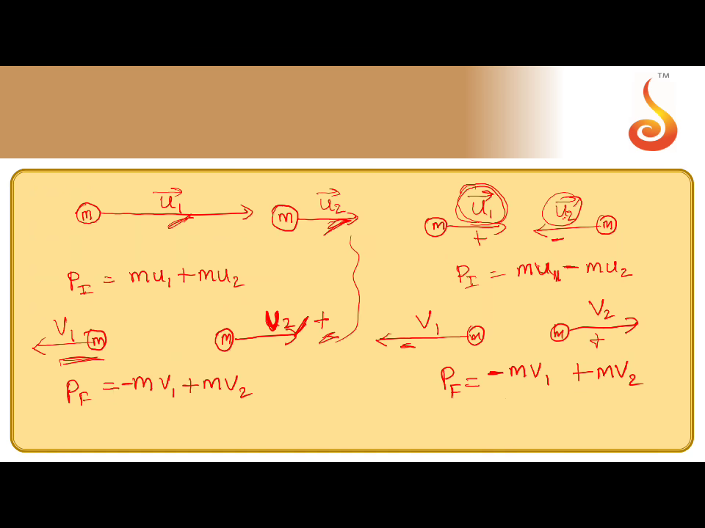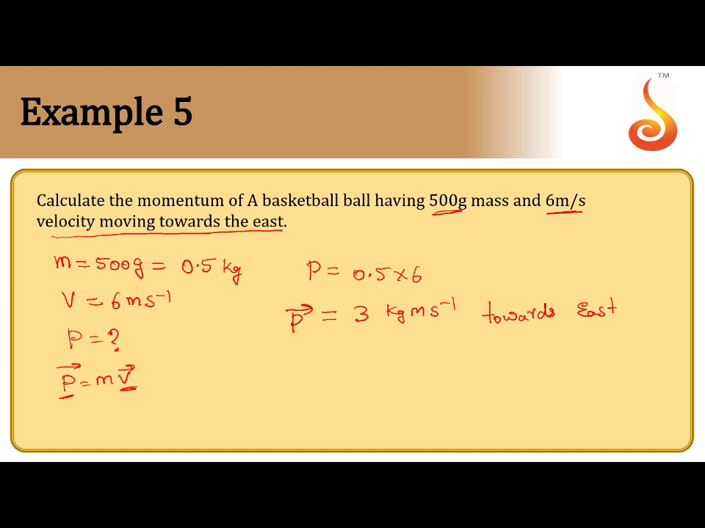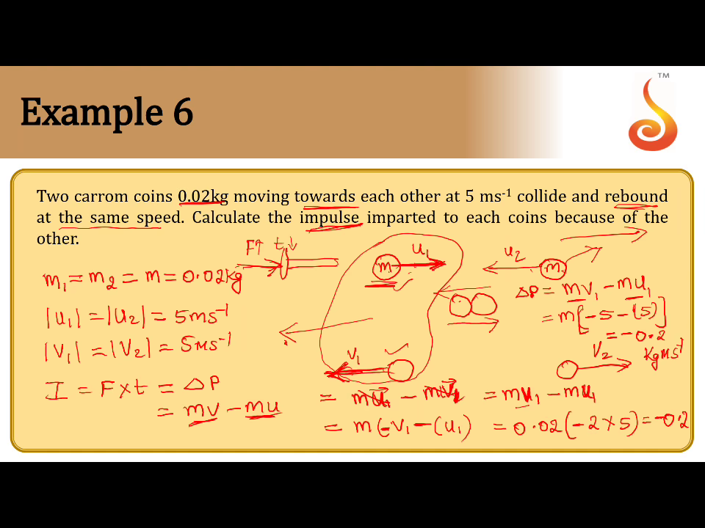Then we understood the sign conventions to be used while solving the momentum problem when the bodies are traveling either in the same direction or in the opposite direction. Then calculate the momentum of a basketball. It was a simple problem, mass into velocity. We substituted and simplified.